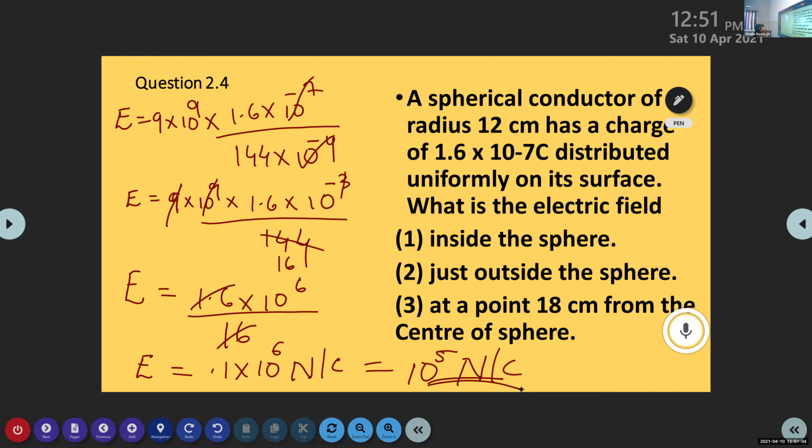We have one more sub-question. The third sub-question: what is the electric field at a point 18 centimeter from the center of the sphere? Initially the radius of the sphere is given as 12 centimeter. Now this radius changes into 18 centimeter. Can I rub this? Yes, ma'am. Okay.